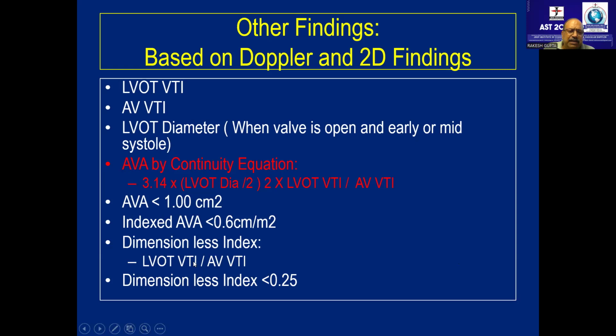These 5 parameters, if you do these 5 parameters, your aortic valve area less than 1, severe. If area is more than 1, non-severe. Peak velocity more than 4, severe. Less than 4, non-severe. Peak gradient more than 40, severe. Less than 40, non-severe. Dimensionless index 0.25, less than that, severe.